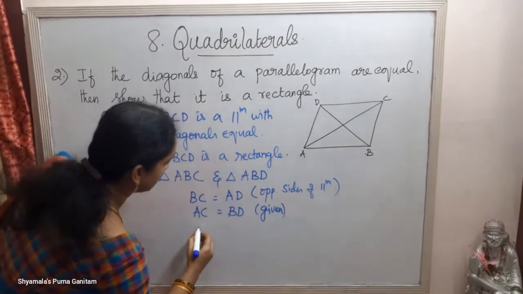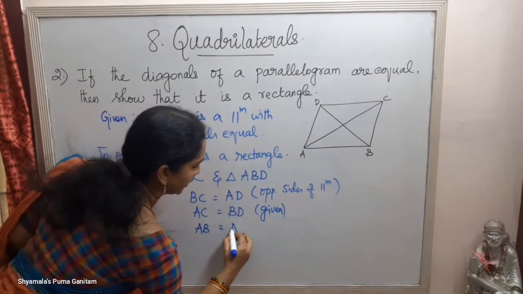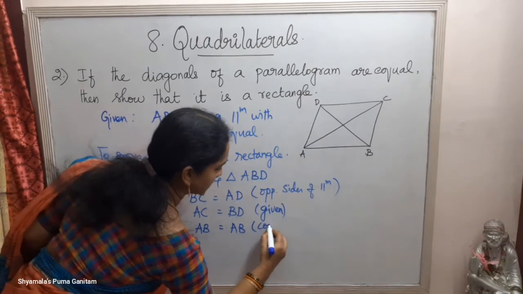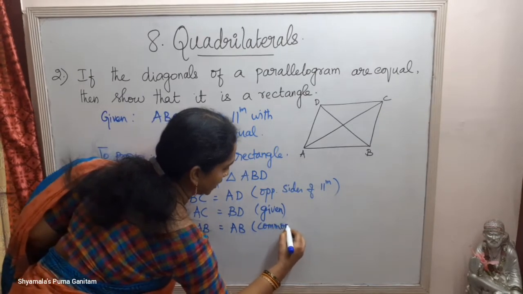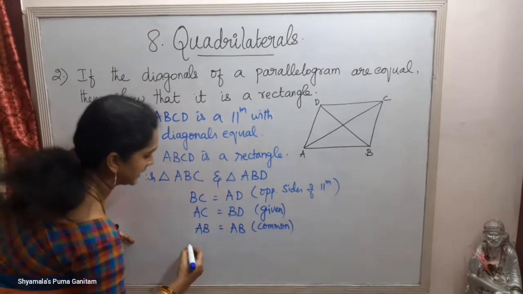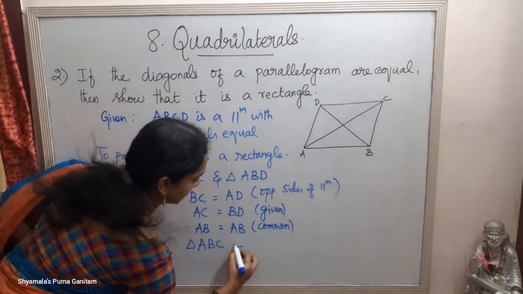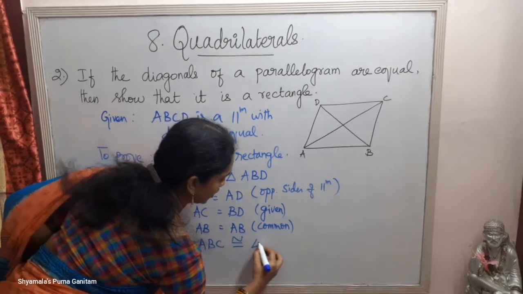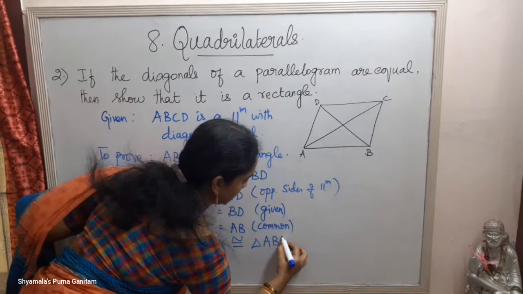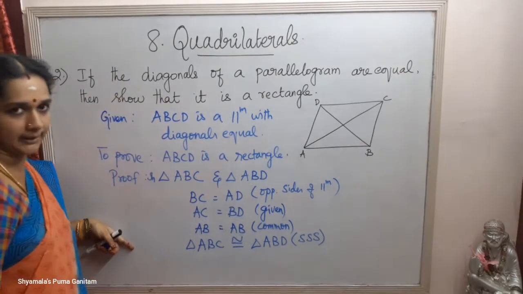Then AB is common to both the triangles. AB is equal to AB. This is common. So with this, by SSS congruency, we can say that triangle ABC is congruent to triangle ABD. So this is by SSS congruency.